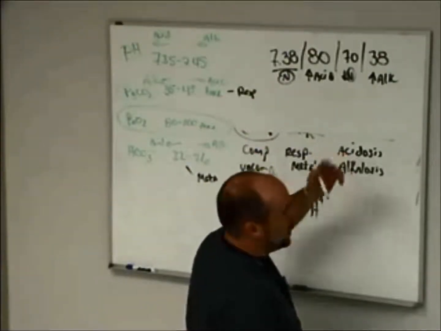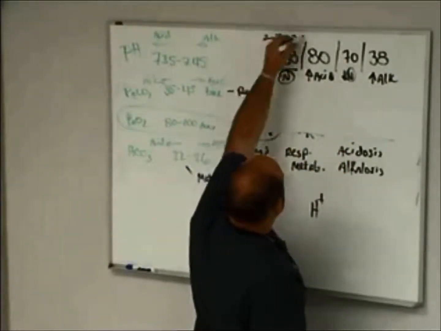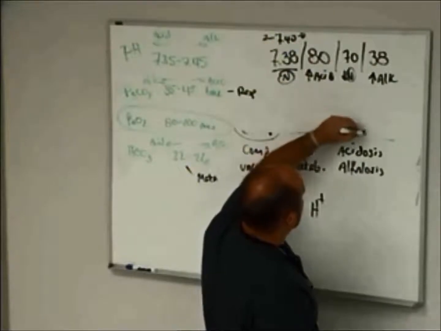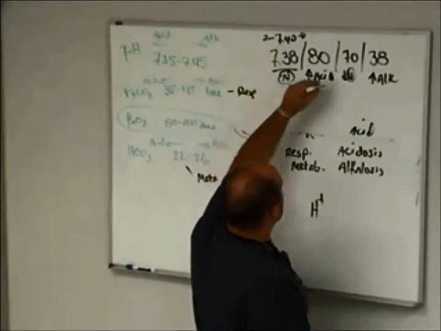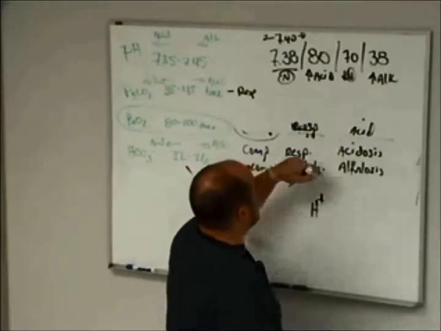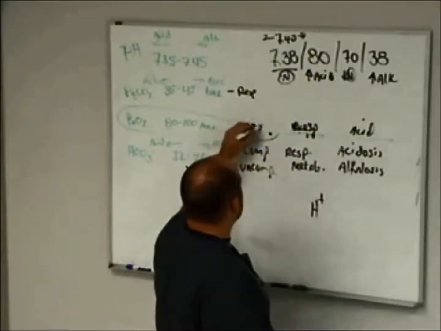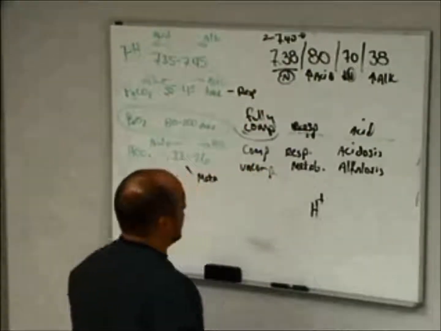If you don't know what to call it, in school, this is what we used to do: 7.40. What side are you on of that? We're on the acidic side. We're going to put acid there. And so I'm going to call this an acid, so I'm going to blame it on respiratory because that's there. And then are we compensating? Yeah, we're compensating. And actually, we're fully compensating because this is normal, so everything's working out for us.